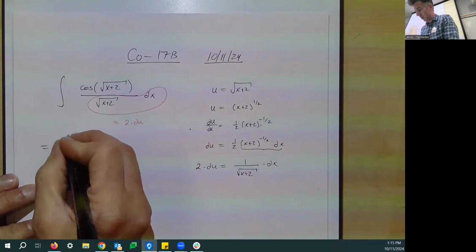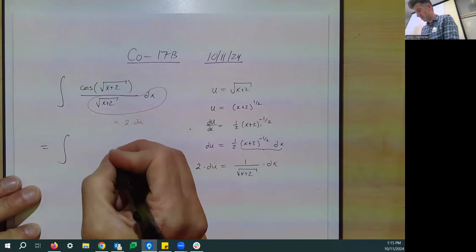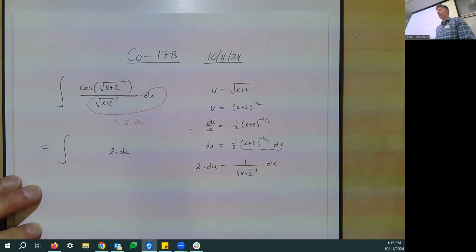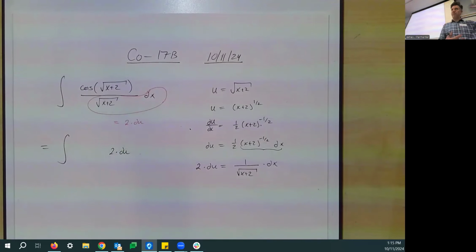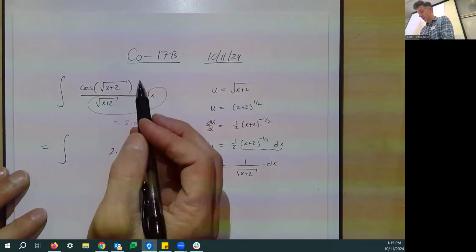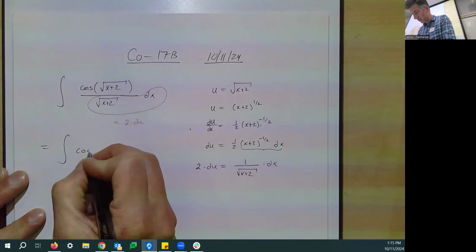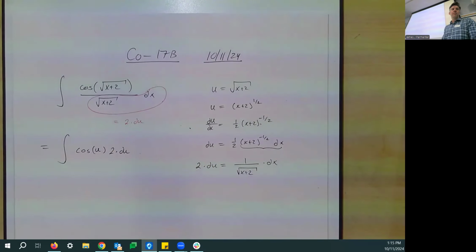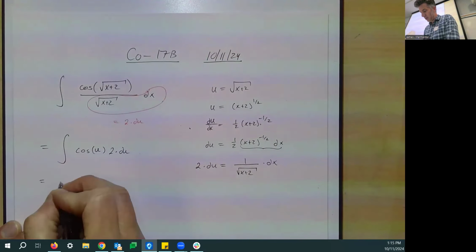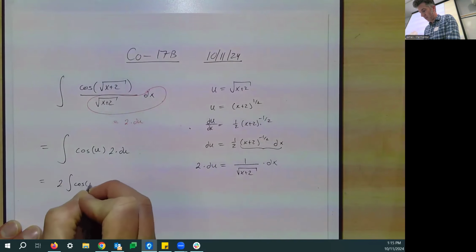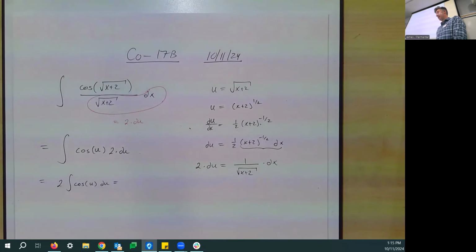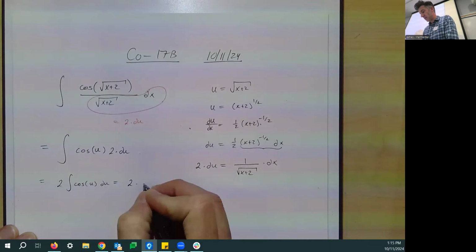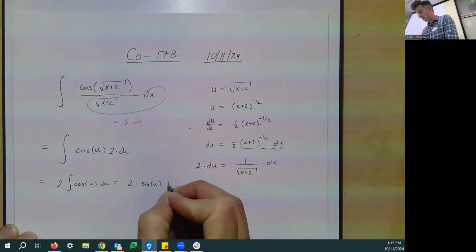So I'm going to replace it with 2 times du. This is equal to the integral of some stuff, which I'm not going to write down yet, times 2 times du. And then finally, after I've made sure that I've appropriately turned dx into something with du, then I'm going to replace any remaining x's with whatever they're equal to. So here I'm going to replace the square root of x plus 2 with just u. I probably would have written the 2 out in front, but I didn't. So we can think of this as 2 times the antiderivative of the cosine of u. We can anti-differentiate that and get 2 times sine of u plus a constant.